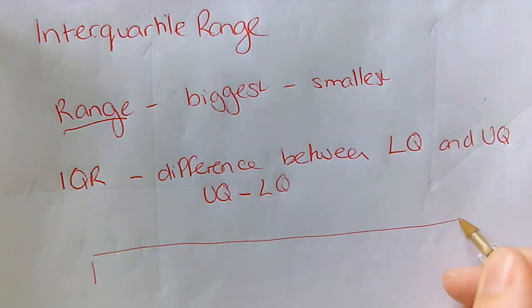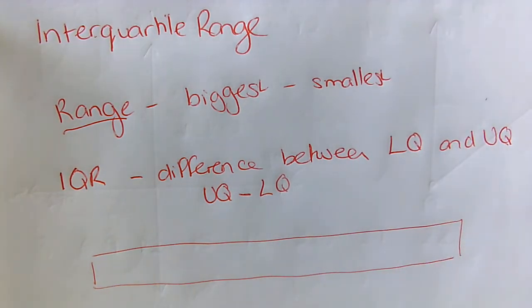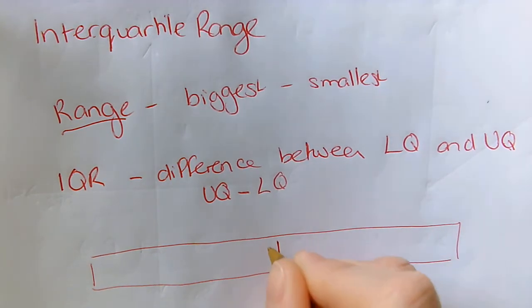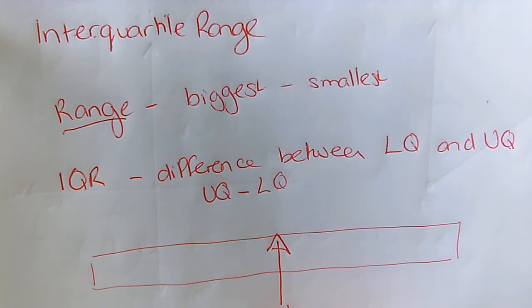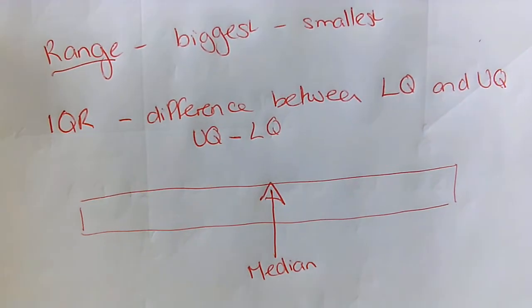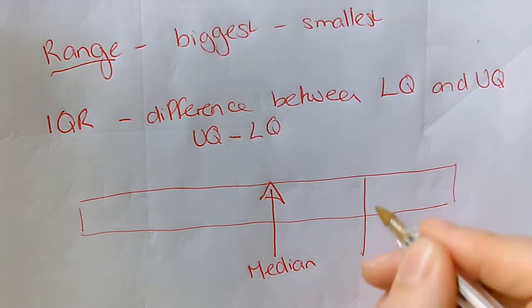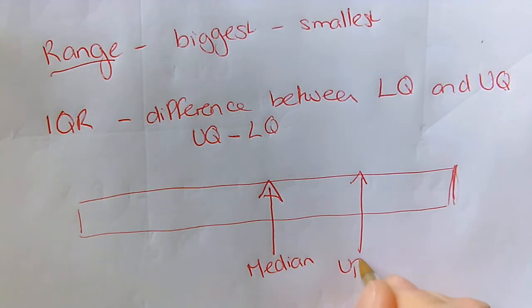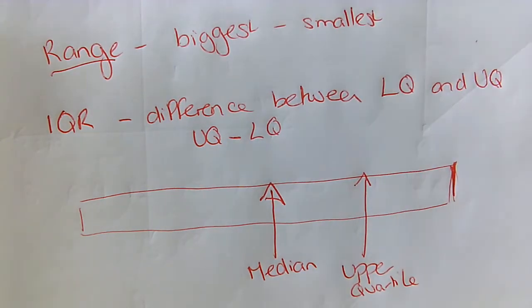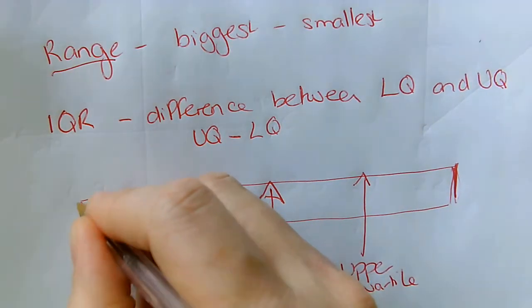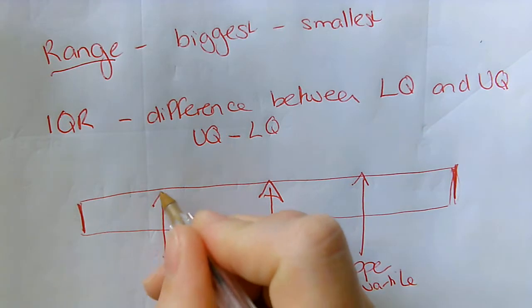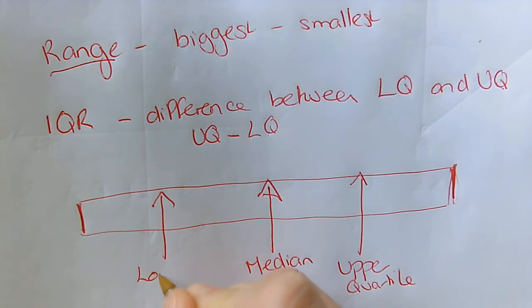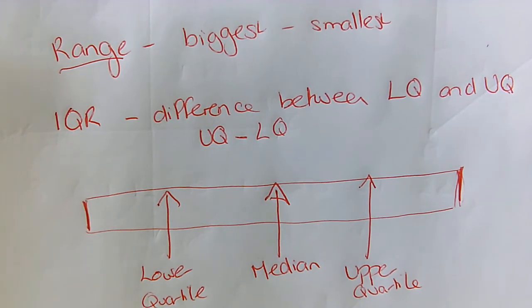So if I was to have a set of data, and I'm going to draw it as an image of a box because it's easy to understand that way, the middle piece of data we should know is the median. So the halfway point between the median and the biggest piece of data, that is the upper quartile. On the other side here I've got the lower end of the data, the halfway point between the lower end and the median, that is the lower quartile. Okay, so I'm going to pause there while you write those bits down.